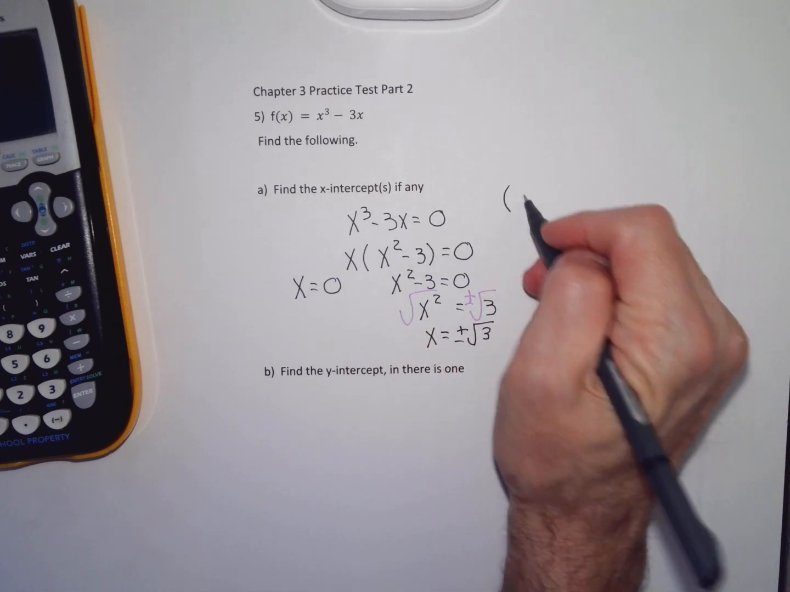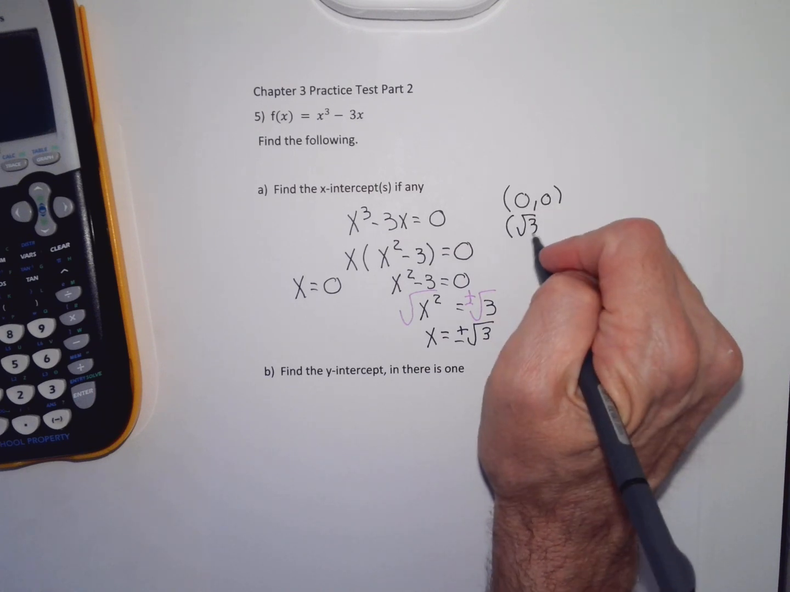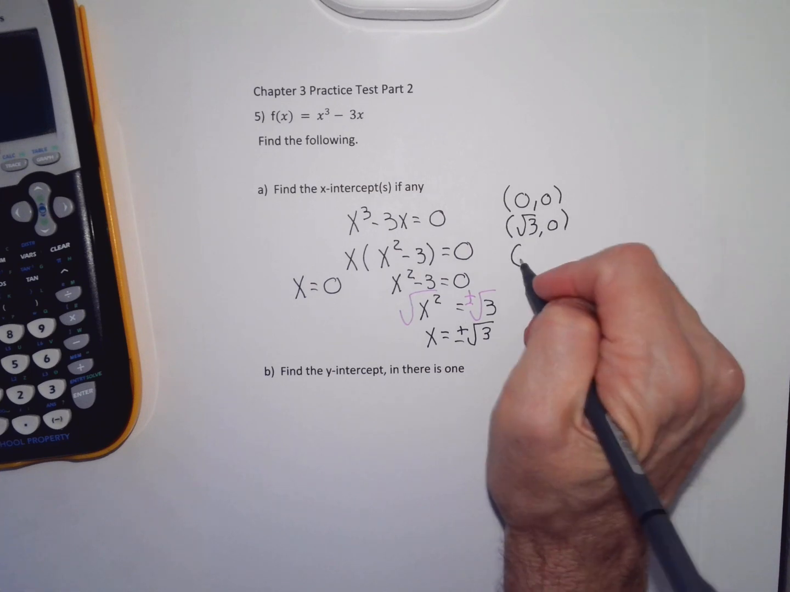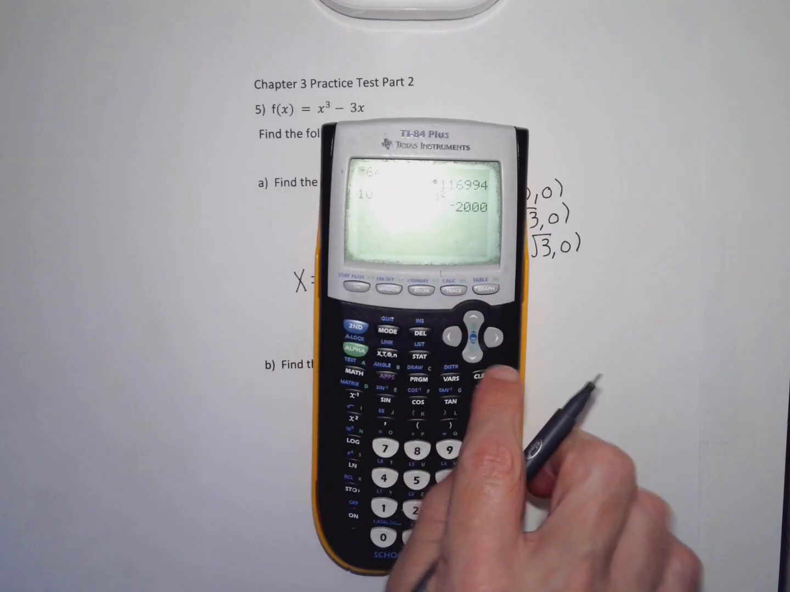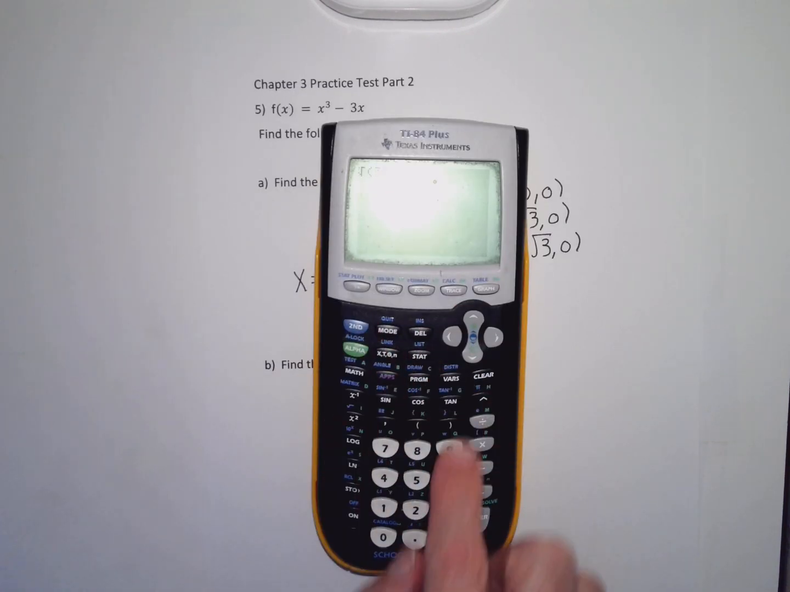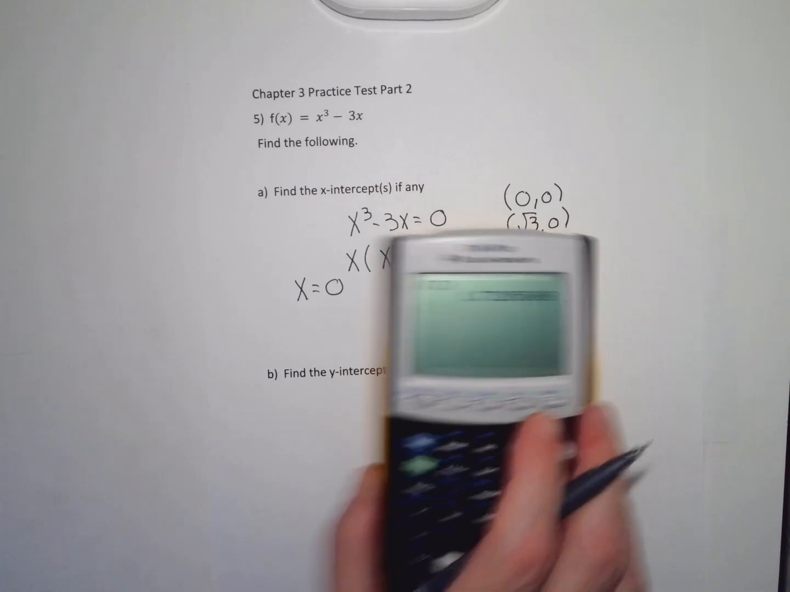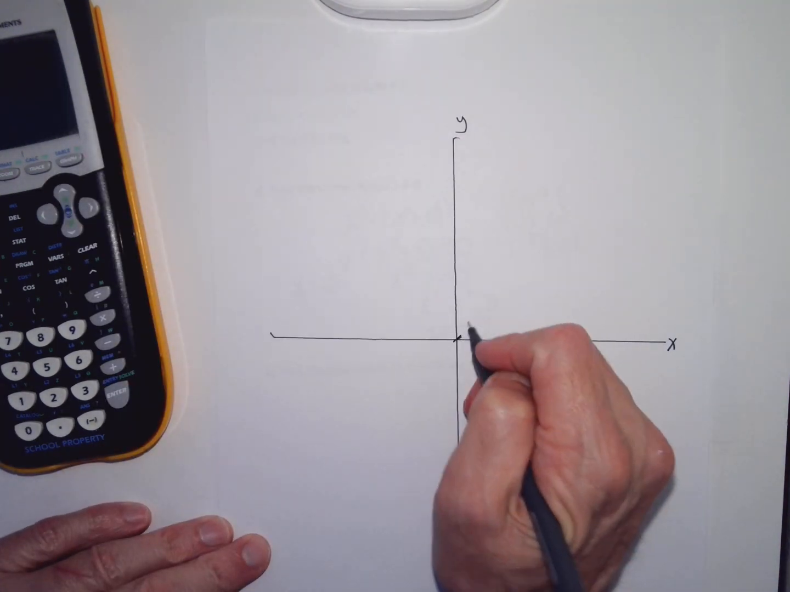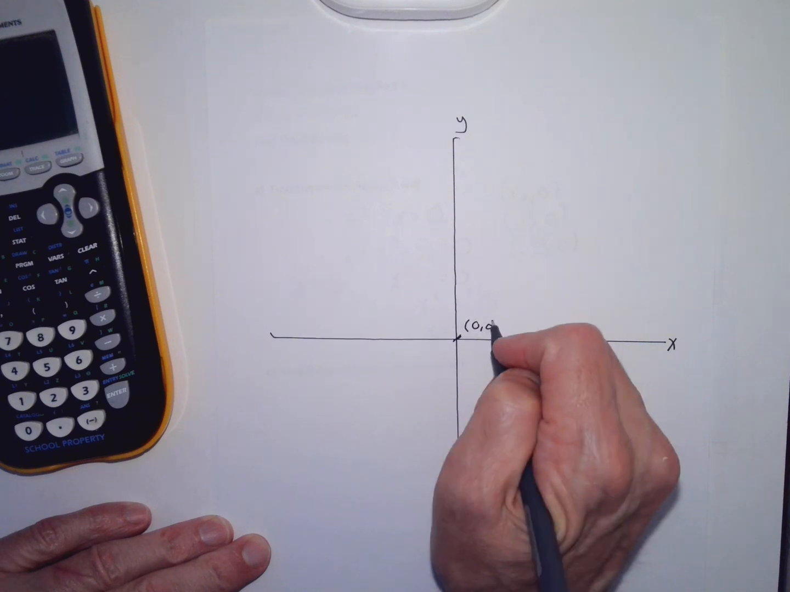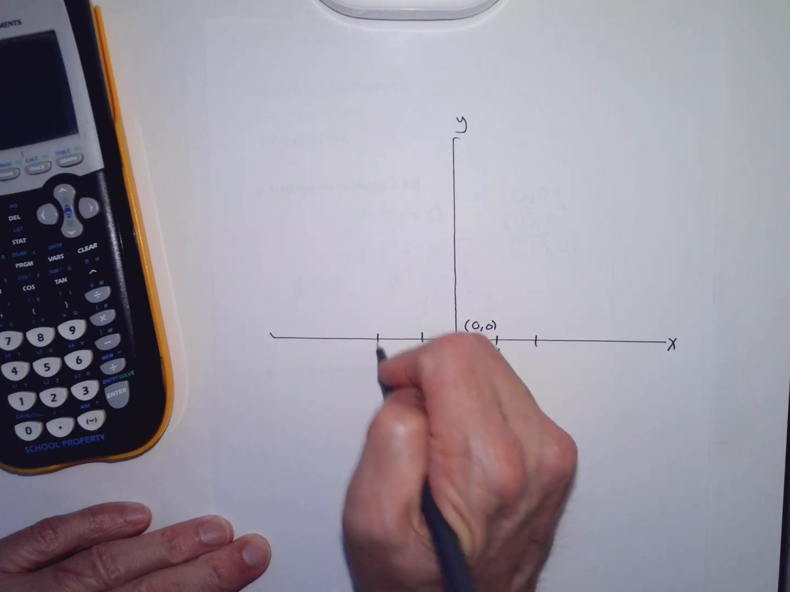So my x-intercepts are 0, 0, positive square root of 3 comma 0, and negative square root of 3 comma 0. I have to gauge where to graph these, so let me figure out a decimal for the square root of 3. So, square root of 3, I get 1.73. So on my x-axis, I need to plot the points positive 1.73, negative 1.73, and 0. So here's the point 0, 0. That's a freebie. And then 1, 2, and negative 1, negative 2.